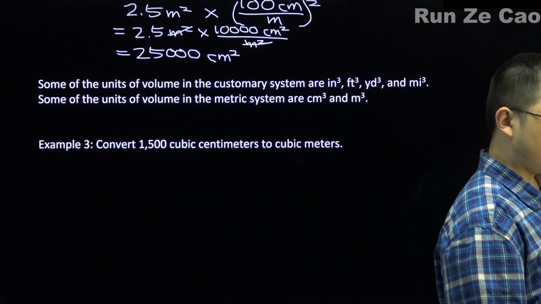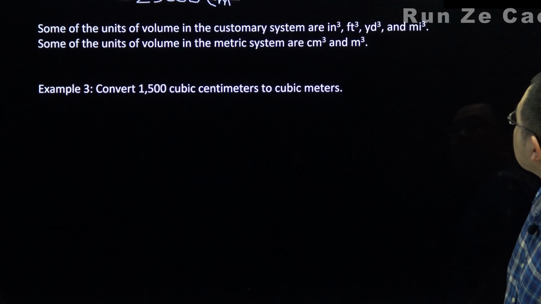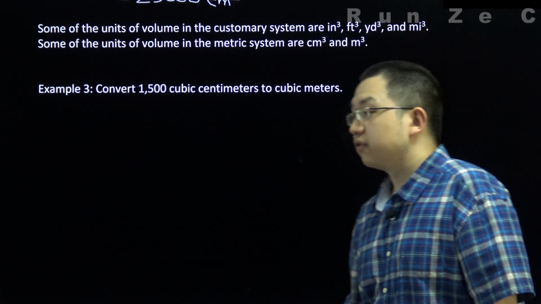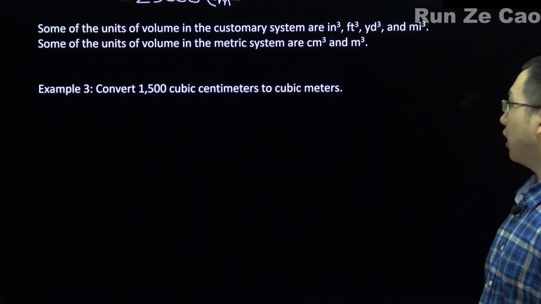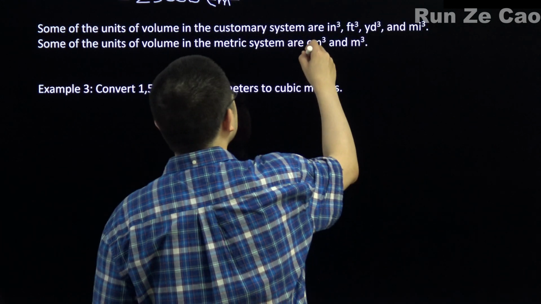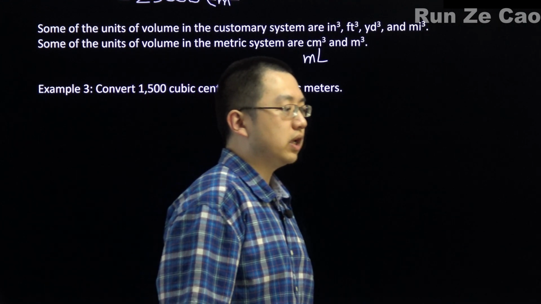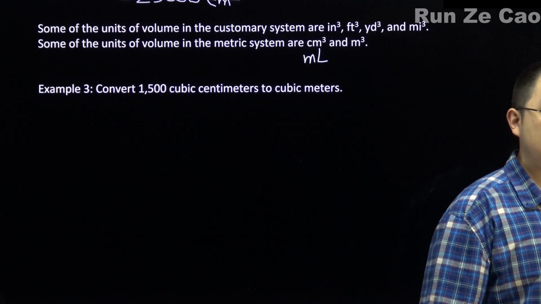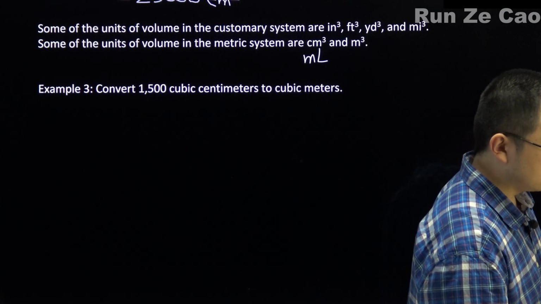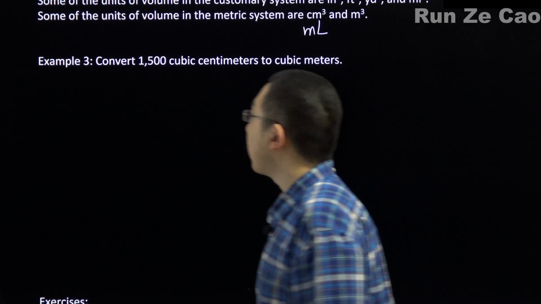Now, some of the units of volume in the customary system are cubic inches, cubic feet, cubic yards, and cubic miles. Some of the units of volume in the metric system are centimeters cubed and meters cubed. I mean, there's also milliliters, which are equal to centimeters cubed. There are liters, which are equal to decimeters cubed. And, well, let's just use the meters and centimeters for now.